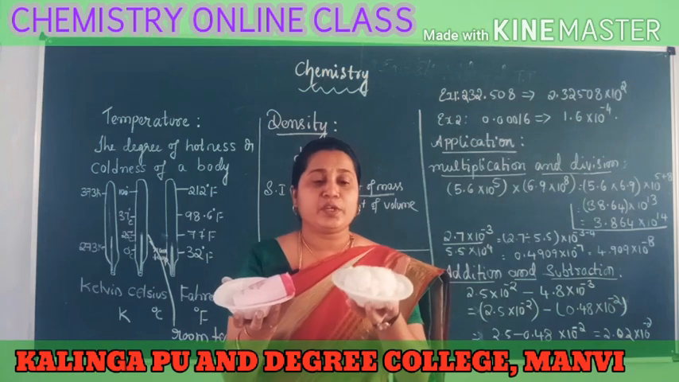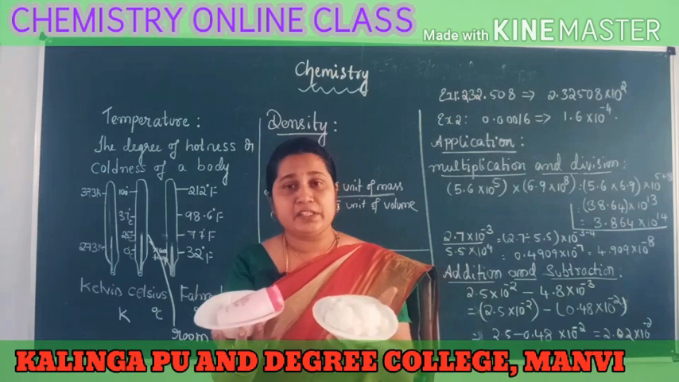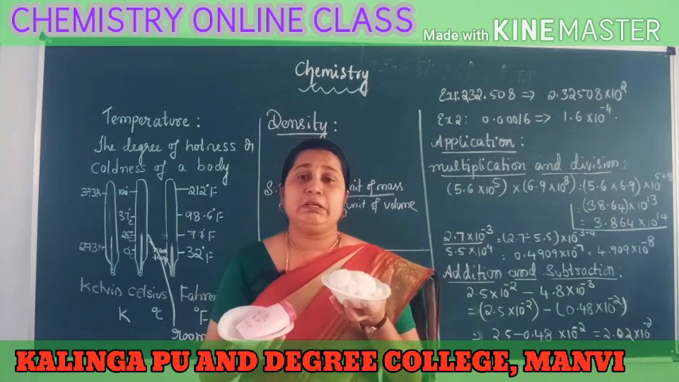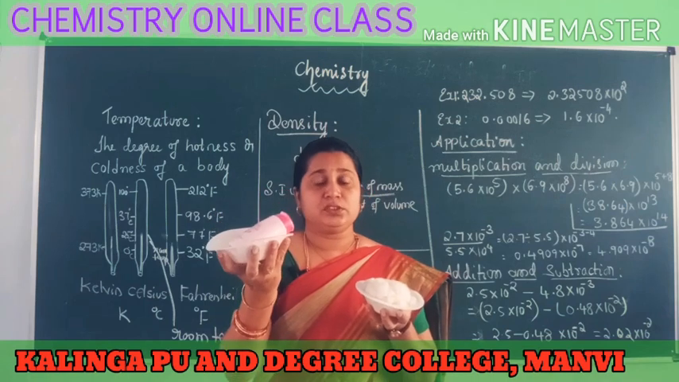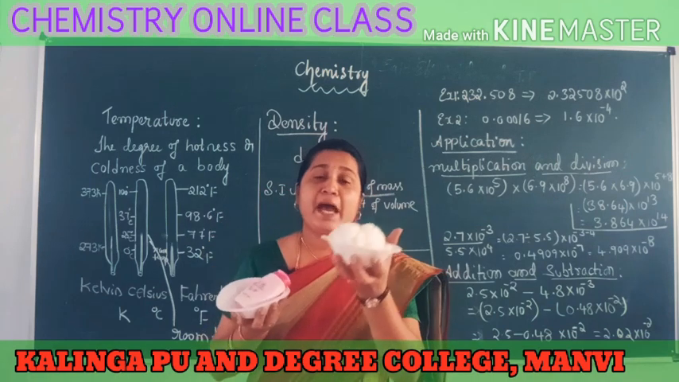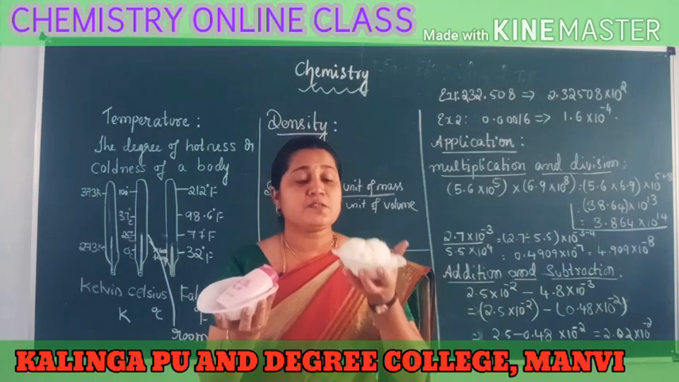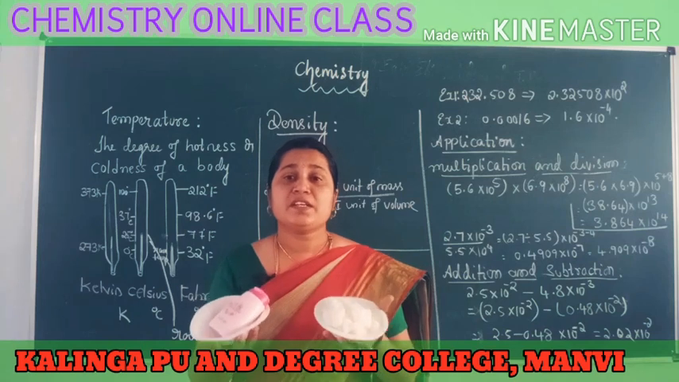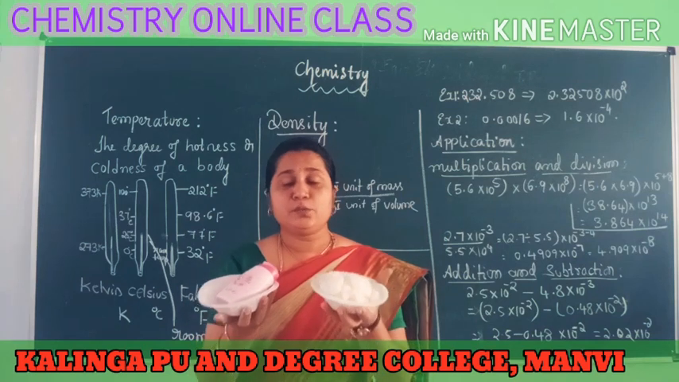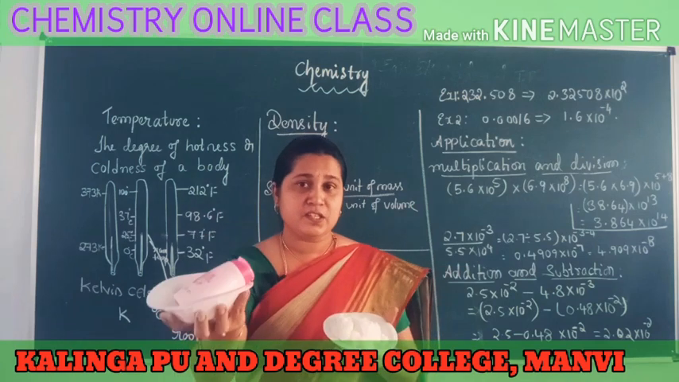But what we will say is that the density of this powder box is more compared to that of cotton. I thought they have the same weight, but now I am saying that the density of this is more compared to the density of this cotton. What is the reason behind that? What is density? How do you calculate the density? What is the formula for the density? Let us see here.